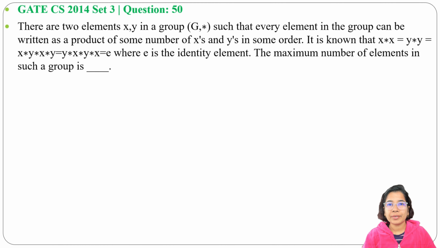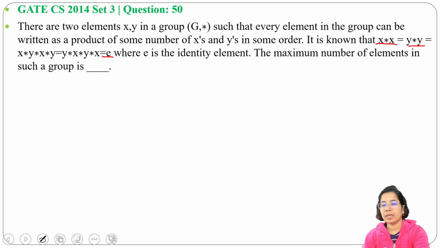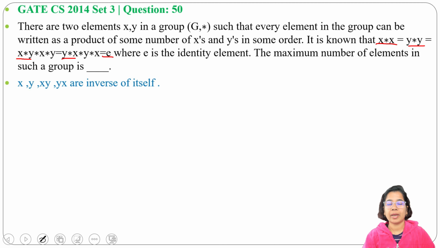So here every element is its own inverse, as x * x = a, the identity element. So x is the inverse of x, y is the inverse of y, x * y is the inverse of x * y, and y * x is the inverse of y * x.